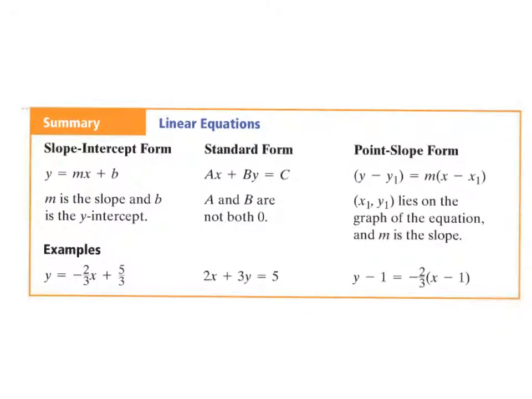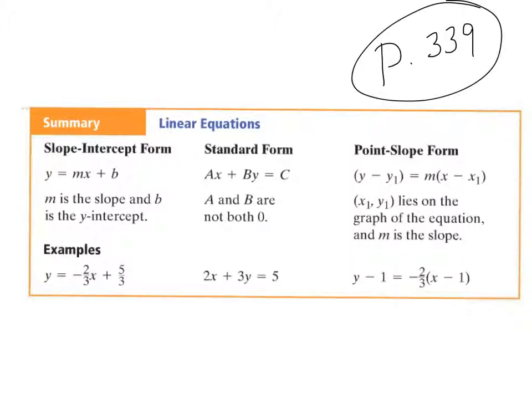Now, this is a great review. Page 339. I would suggest you mark this in your book somehow, but make sure you know slope-intercept form, standard form, point slope form, and how it looks.